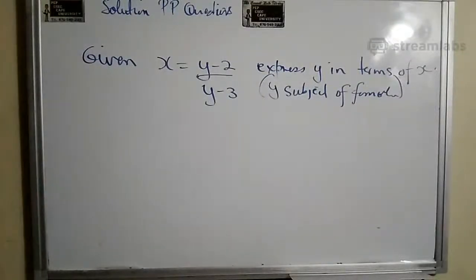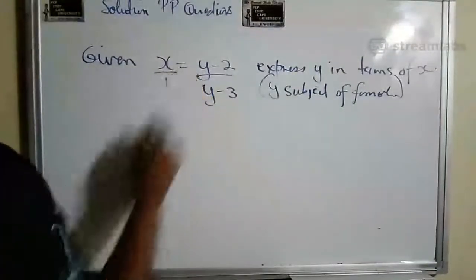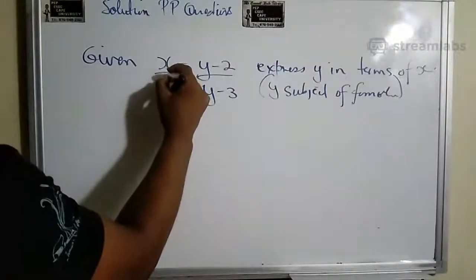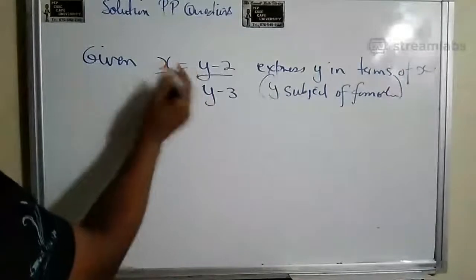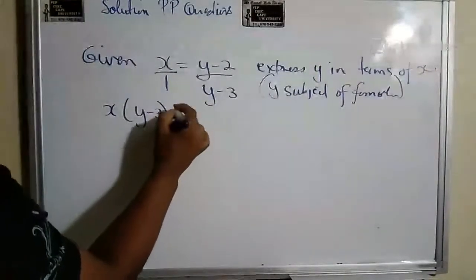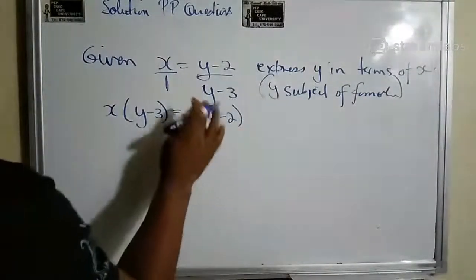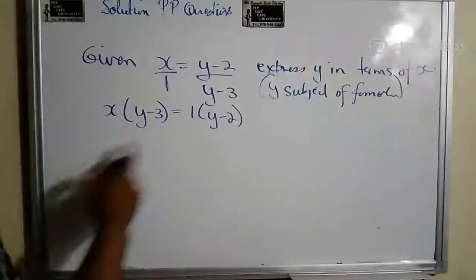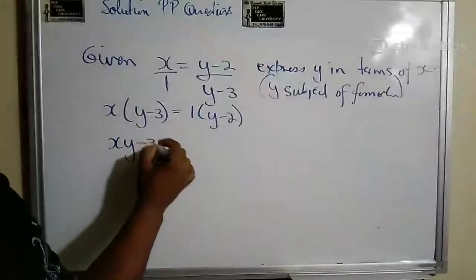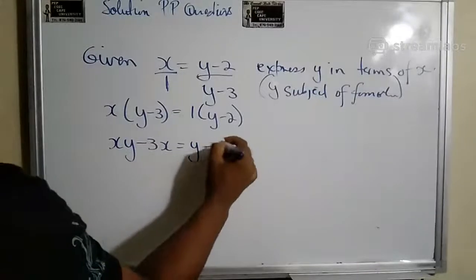Alright, so what we can do, we can put this over 1 to make you feel comfortable. And then we cross multiply. It's a style that is very easy to remember. So it will be x times y minus 3, 1 times this. We do this to get rid of the denominator, right? So we can expand the bracket, so it's x times y, that's xy. X times that is minus 3x. 1 times y is y minus 2.